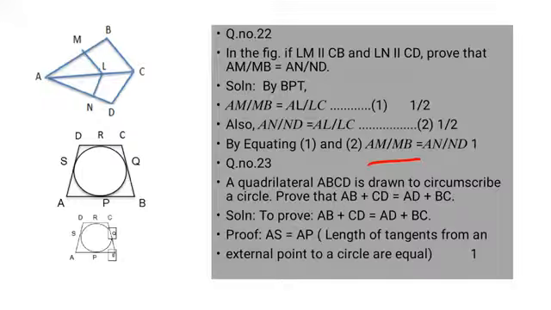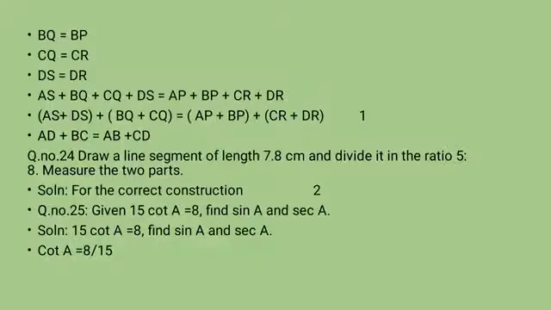Proof, we know that AS is equal to AP. Length of tangents from an external point to a circle are equal. Similarly, BQ is equal to BP, CQ is equal to CR, DS is equal to DR. By adding all four equations, we get AS plus BQ plus CQ plus DS is equal to AP plus BP plus CR plus DR.